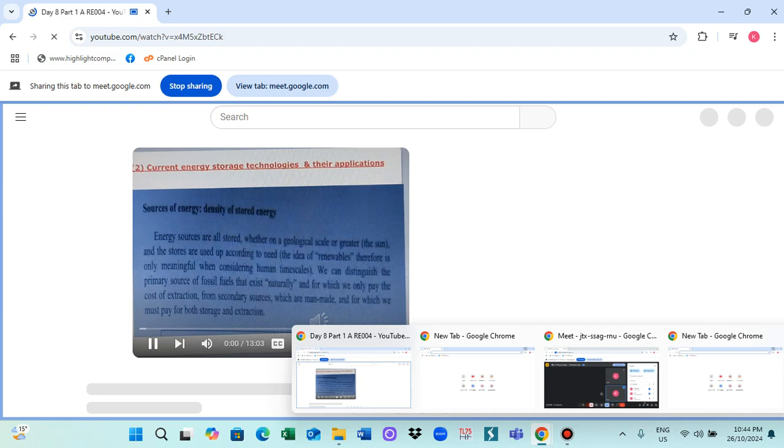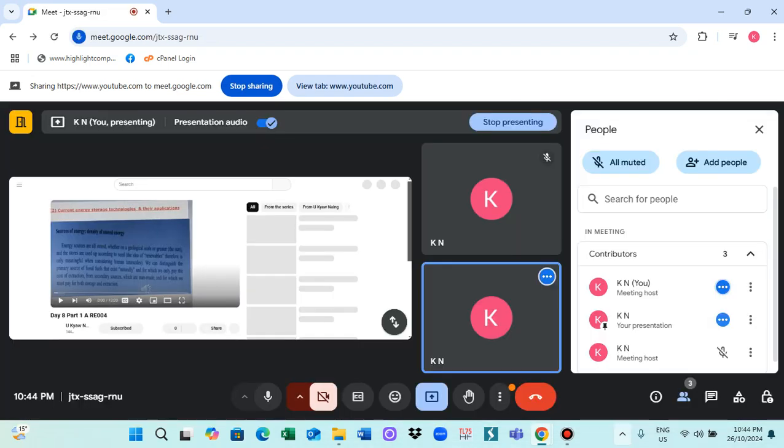So this is a source of the energy, energy density and a stored energy.